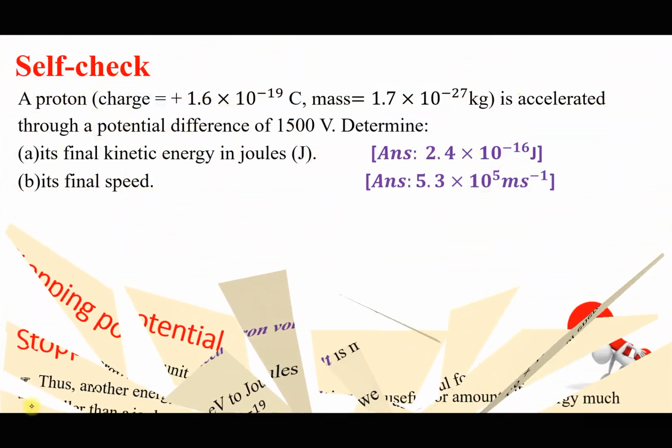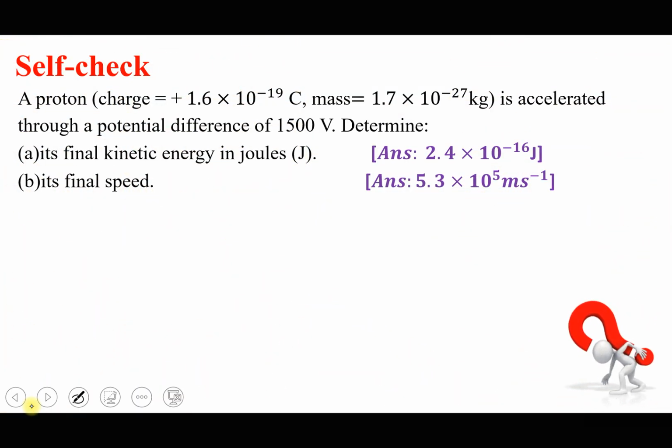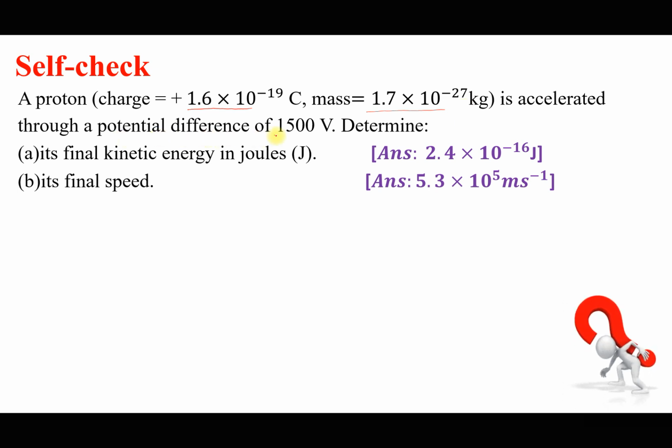Simple self-check. A proton, with charge positive 1.6 times 10 to the power of minus 19 coulombs, and mass given as 1.7 times 10 to the power of minus 27 kilograms, is accelerated through a potential difference of 1500 volts. Determine its final kinetic energy in joules and its speed.